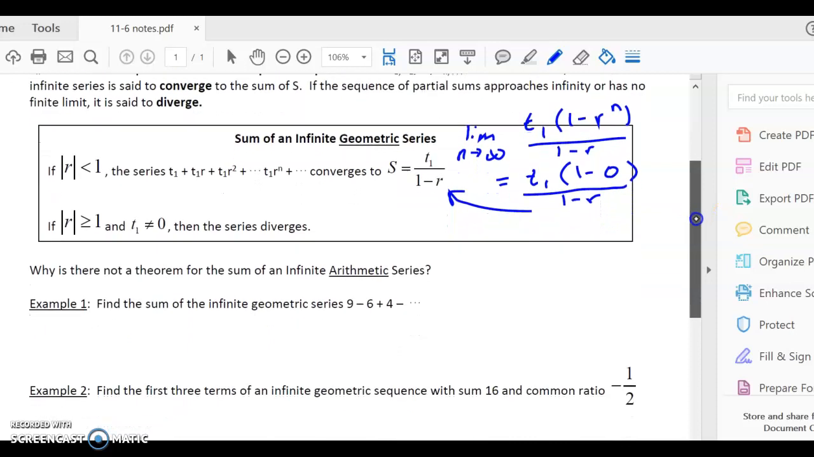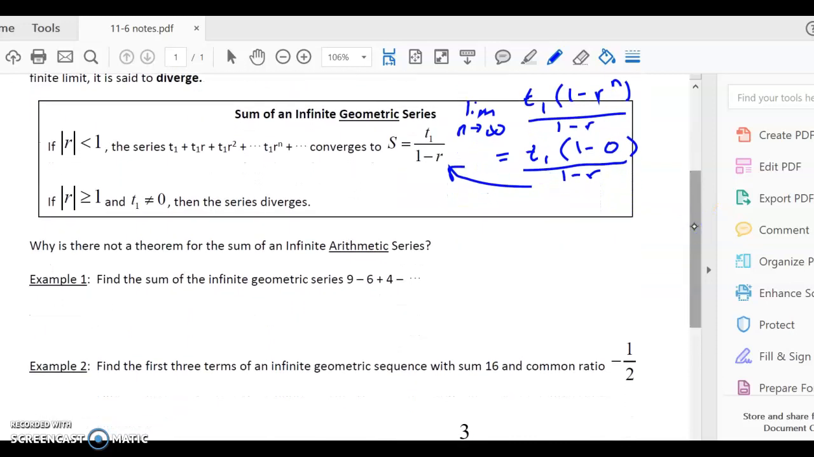Why is there not a theorem for the sum of an infinite arithmetic series? Well, think about it. Arithmetic sequences have a common difference.